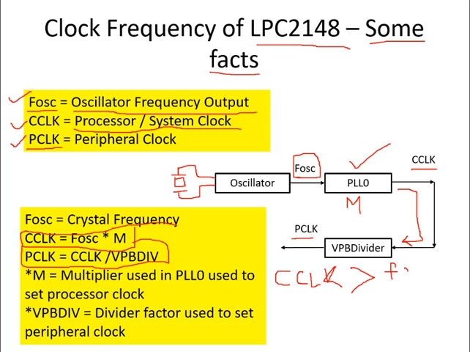Okay, CCLK is greater than F oscillator, and PCLK is always less than F oscillator, or it will be equal to F oscillator. PCLK is less than CCLK. CCLK is processor clock and PCLK is peripheral clock. So always remember the three terms. I am going to ask you all these things. So be careful about the things related to the clock frequency of LPC 2148.